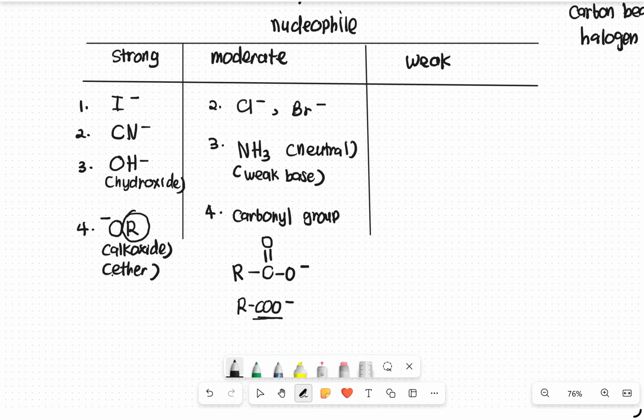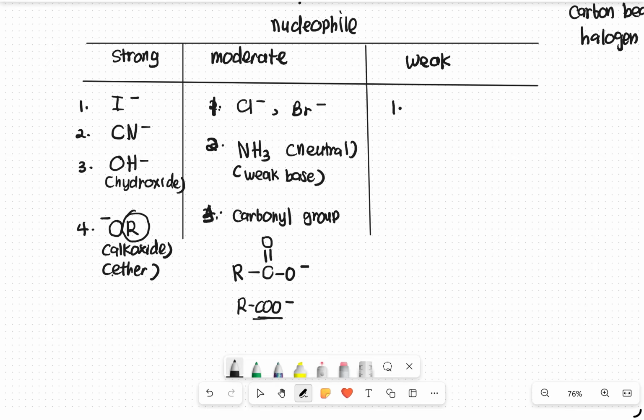It is very important for you to memorize the types of nucleophile before we can proceed to the mechanism, or else you cannot do the mechanism because you don't know which one is strong, moderate, and weak. Now moving on to the weak nucleophile. Number 1. Sorry, why is it number 2? This one's supposed to be number 1, 2, 3. Sorry.